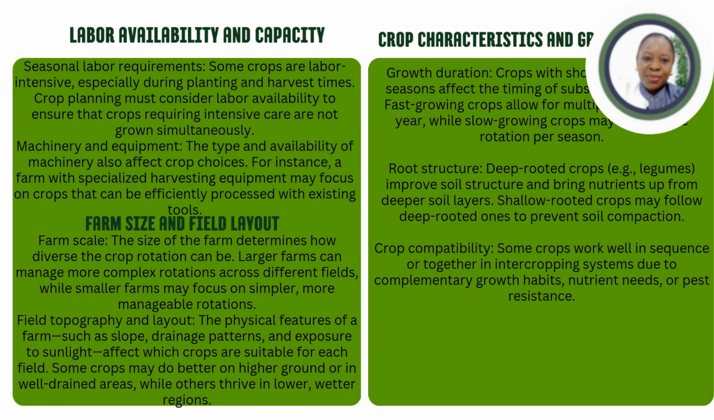Machinery and equipment. The type and availability of machinery can also affect crop choices. For instance, a farm with specialized harvesting equipment may focus on crops that can be efficiently processed with existing tools.